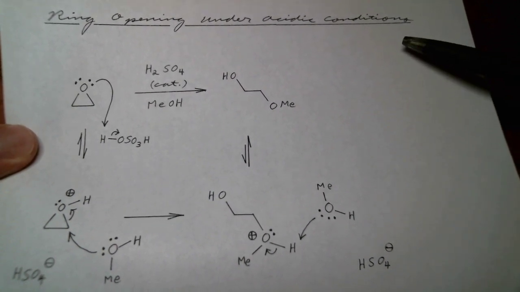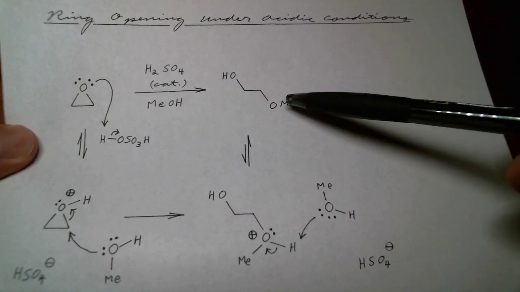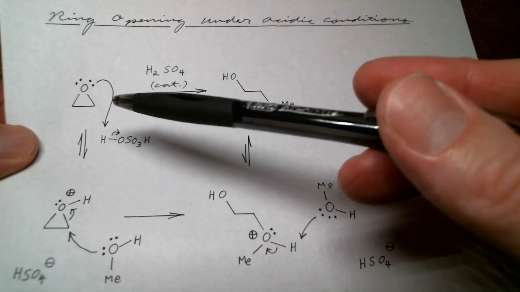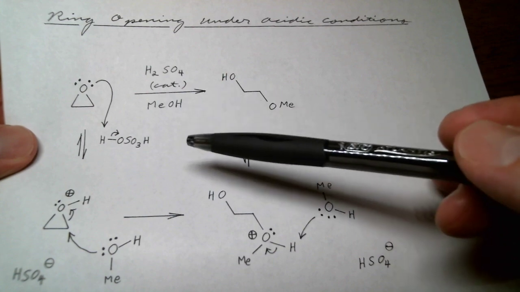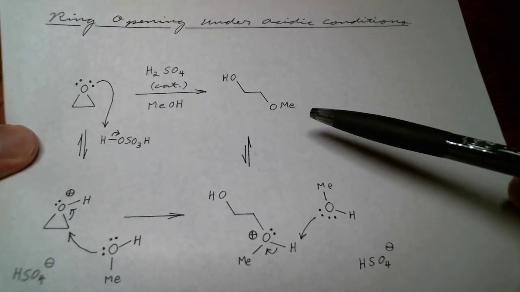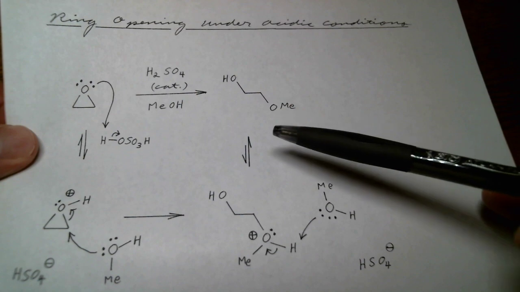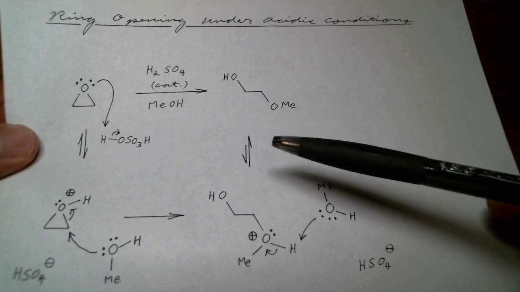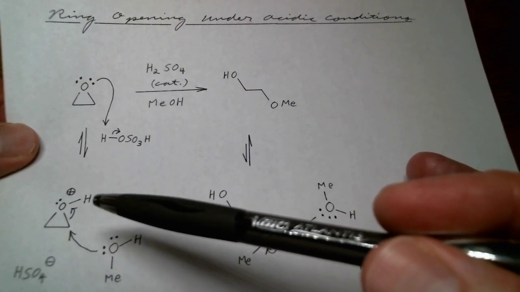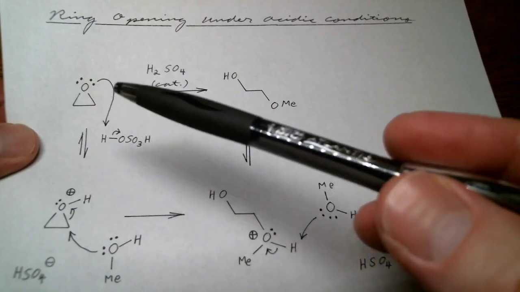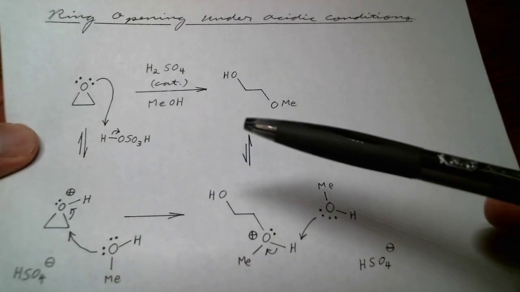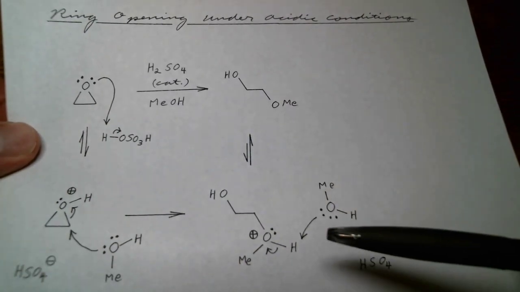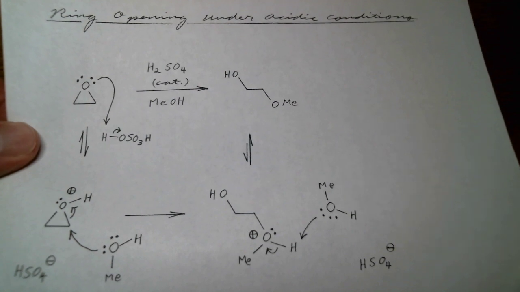Today we're going to talk about the ring opening under acidic conditions for these epoxides. So if we have this symmetric epoxide, this ethylene oxide, and we put it in methanol with a little catalytic sulfuric acid, we actually get the epoxide to open and we add this methoxy group. How does this happen? Well, we protonate our oxygen atom of our epoxide, and then a molecule of methanol adds in and opens it in an SN2-like fashion, and then is simply deprotonated to give us our product.